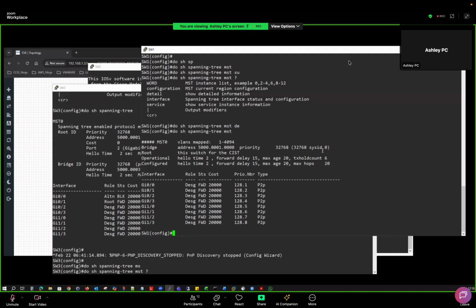32768. And why is the system ID going to 0? Right now, it is not going to add on the basis of the VLAN number. It is going to add on the basis of your MST ID. So when you have MST ID 1, then the priority becomes 32768 plus 1, 32769. In that instance, you may have 1,000 VLANs also, but it is going to add only 1.